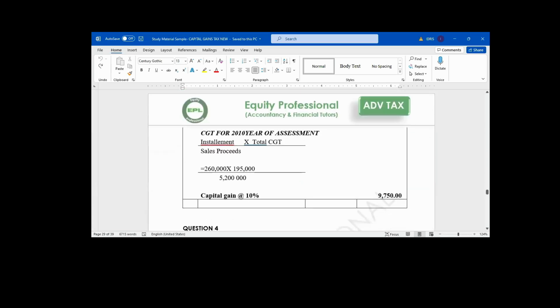2010: 260,000 over 5,200,000 times 195. How much is it going to be? 9,750 will be the capital gain tax the seller will pay, instead of how much? Instead of paying 39,000, he paid 9,750, because the buyer could not pay 780,000. That is the reason why he has to pay that.